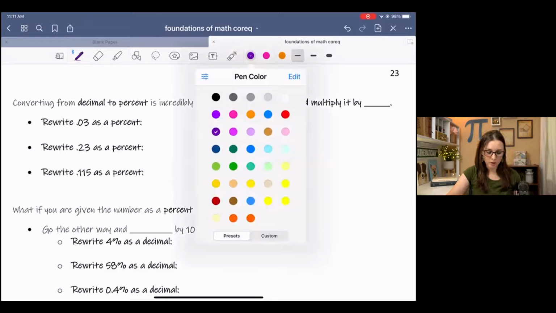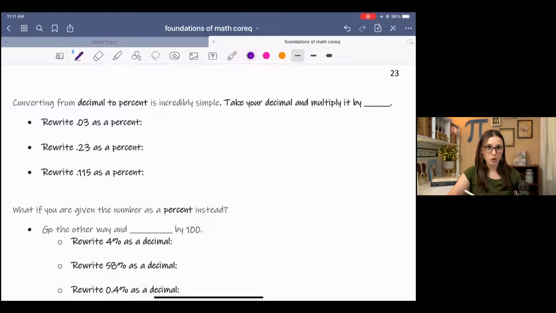If we want to convert a decimal to a percent, all you have to do is take your decimal and multiply it by 100, which is really easy to remember because cent is a root word for centennial, or century, which is 100. So you're just multiplying by 100 to change it to percent.